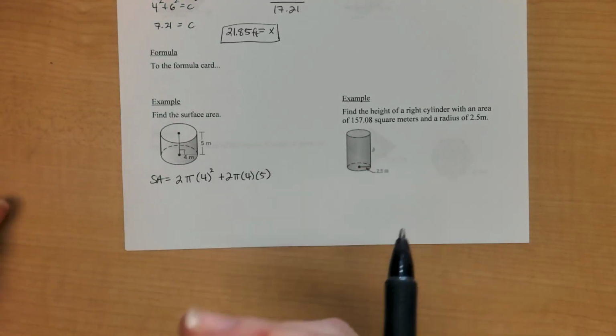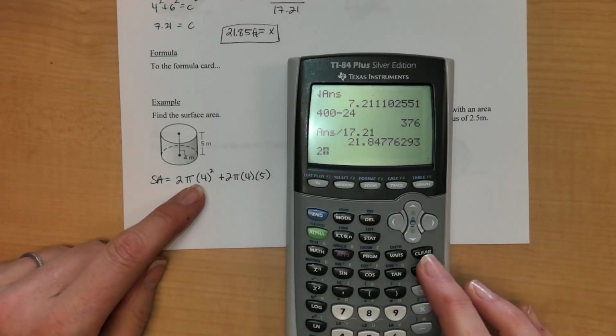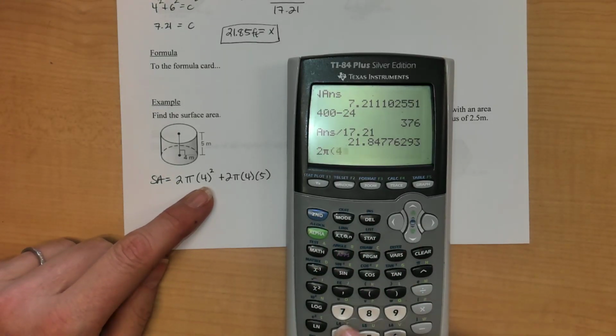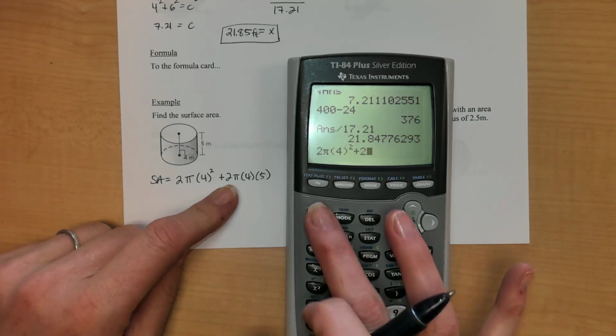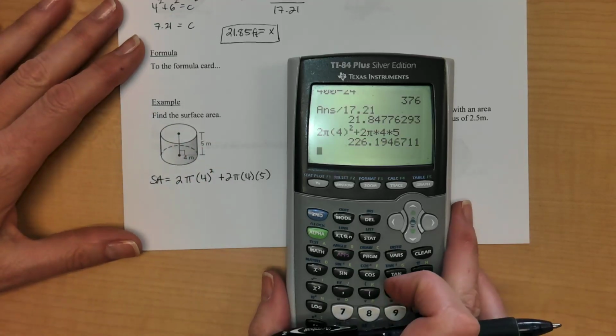And then I can literally just type that in my calculator. And your calculator will do that even if you type all the way across. So 2 pi and then 4 squared, and then 2 pi times 4 times 5. So about 226.19.